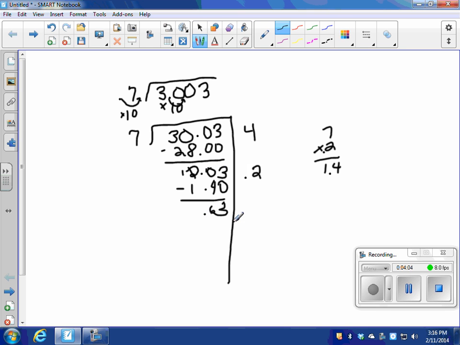Now I'm left with 63/100. So 7 times what gives me 63? I know that's going to be 9. Now, I need that to be in the hundredths place. So I need to make my 9 actually 9/100, because 7 times 9/100 would give me 63/100.